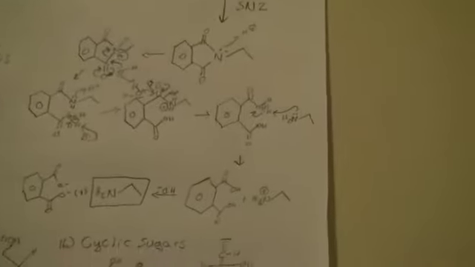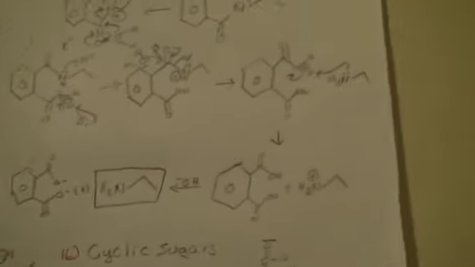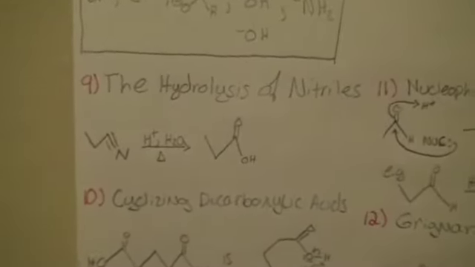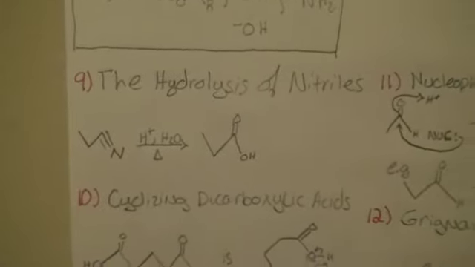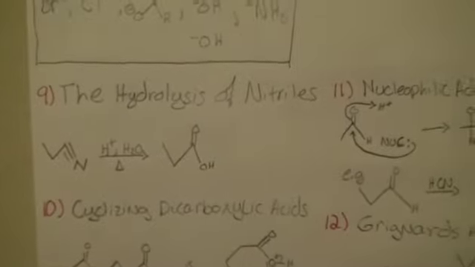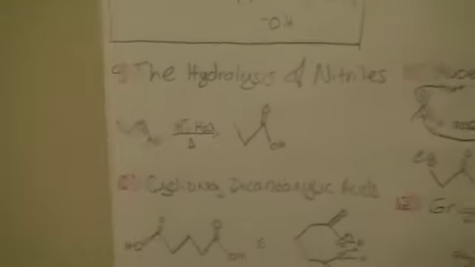You could also probably do a base-catalyzed hydrolysis of this. Hydrolysis kind of goes both ways in that you can use acid and base. You can also hydrolyze a nitrile with acid, C triple bond N. And when you do that with acid and heat, it goes to a carboxylic acid. That's a pretty common one.